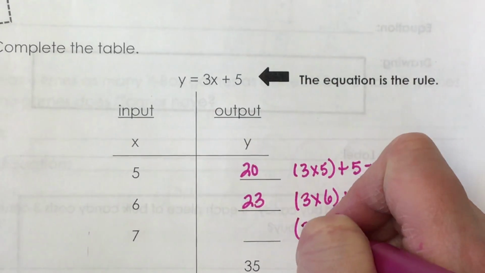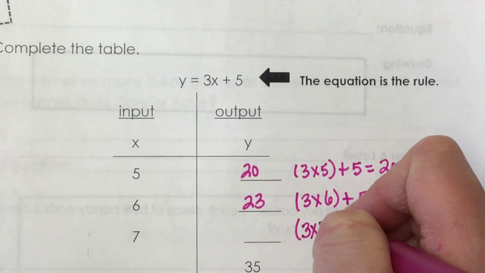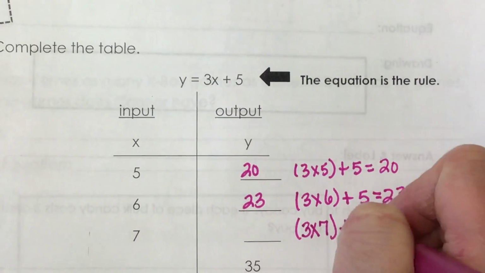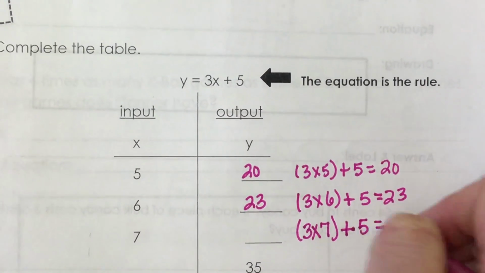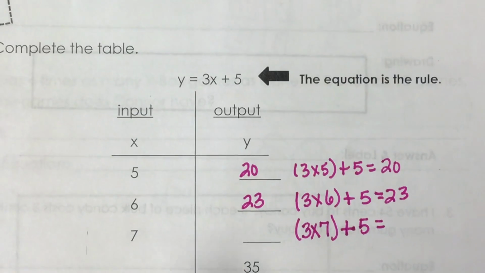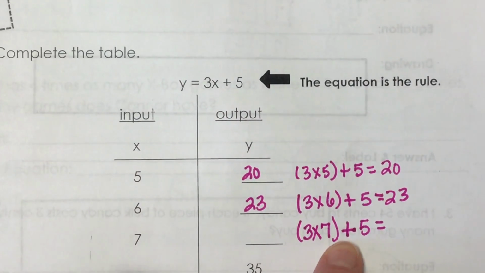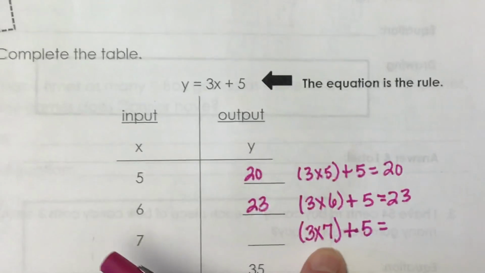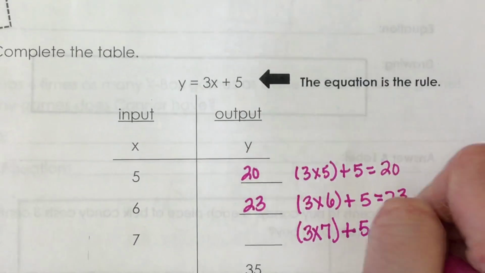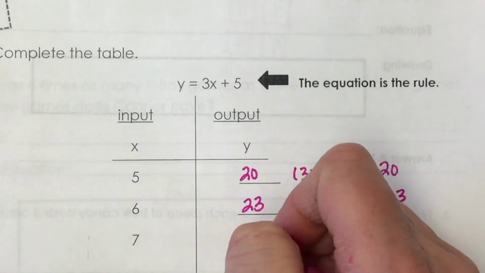I did 3 times 7 and then plus 5. And what did you get? 26. Very good. 3 times 7. We replace that x with a 7, and then we add 5. 3 times 7 is 21. Plus 5 gives me 26.